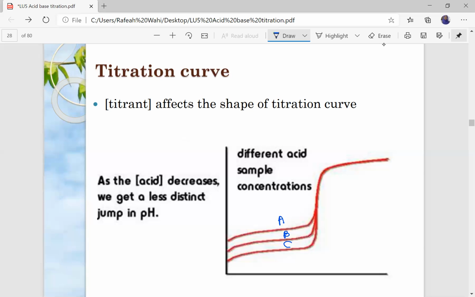If you look at the statement here, as the concentration of acid decreases, we get a less distinct jump in pH. Meaning that between A, B, and C, A has the lowest acid concentration, followed by B, and C has the most acid concentration. Why? Because you see that there is a more distinct jump in the pH compared to B and A. Right?